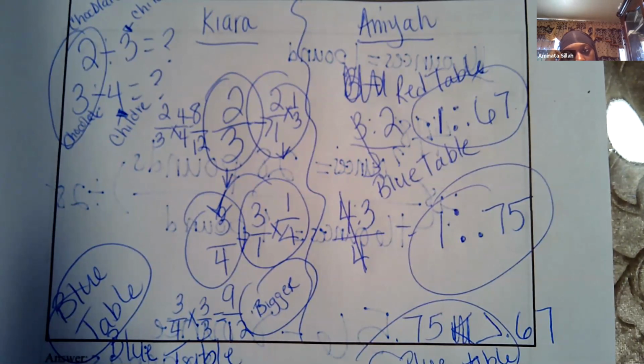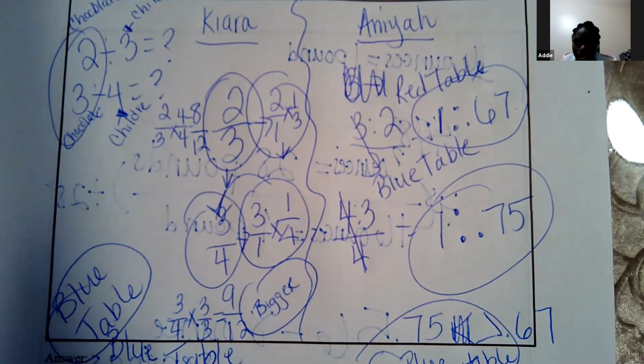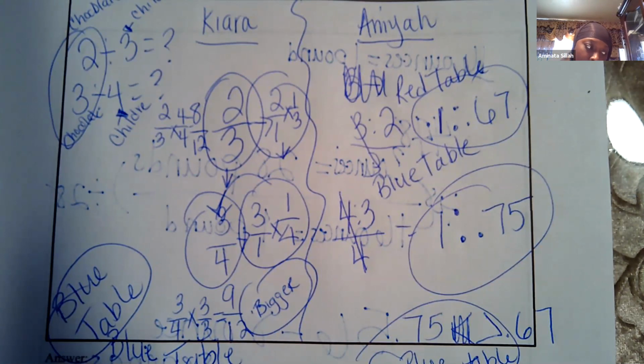What did both these ladies realize? This question's to anyone. How did Kiara use finding common denominator, and how did Anaya use finding decimals? How did they use two different ways to do it and get to the same answer? What is the connection here that you can think about? Abriana?